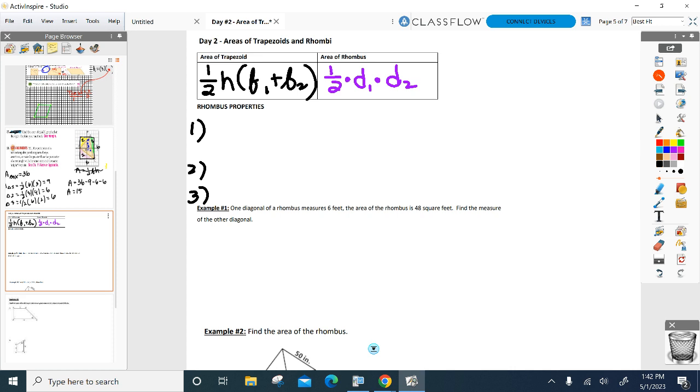Slow down there, buddy. These are congruent to opposite.